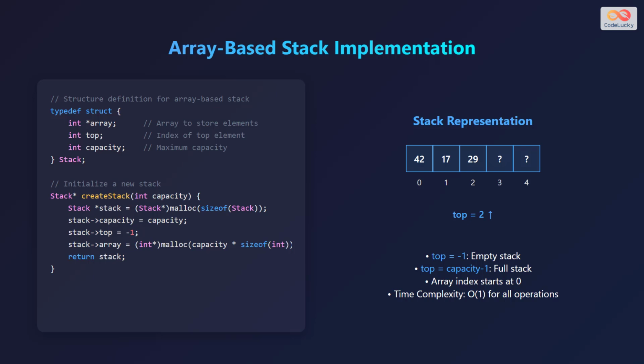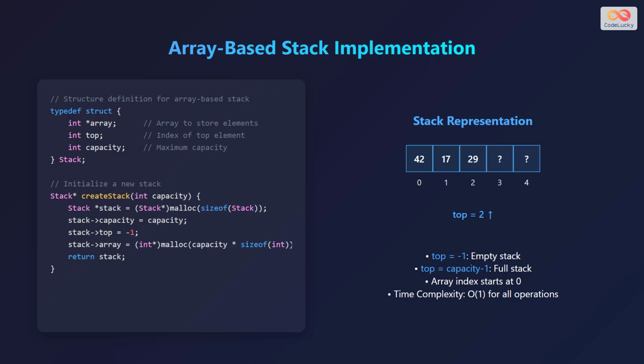Let's dive into implementing a stack using an array in C. To begin, we define a structure named stack. This structure holds three members. First, an integer pointer array, which will point to the base address of our stack. Next, we have an integer named top, which will hold the index of the topmost element in the stack. And finally, we have an integer named capacity, which represents the maximum number of elements our stack can hold. We can now use this stack structure to implement a stack.